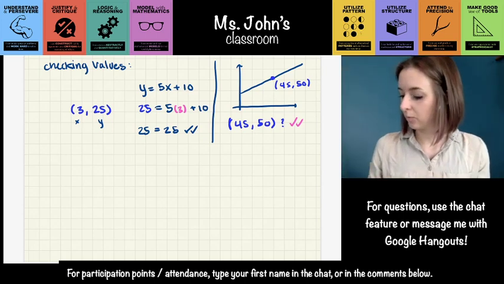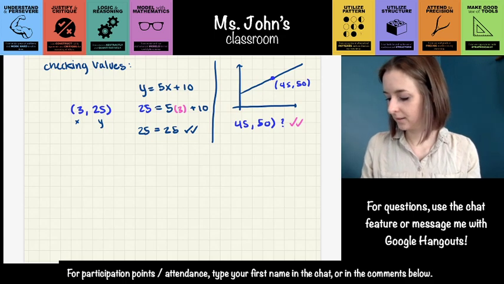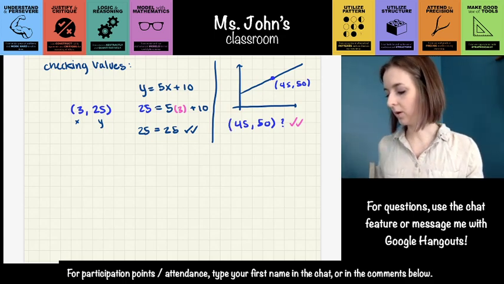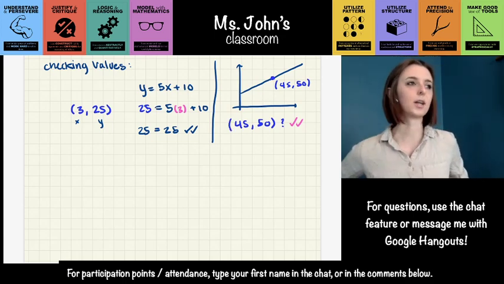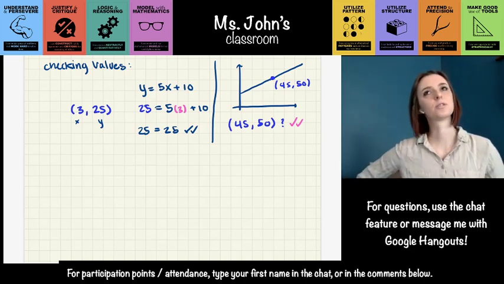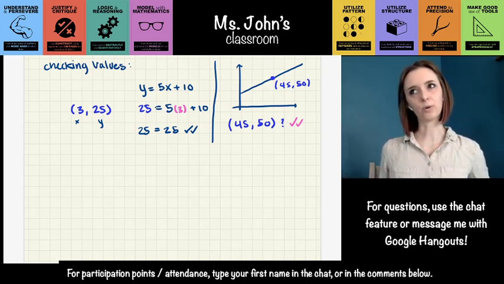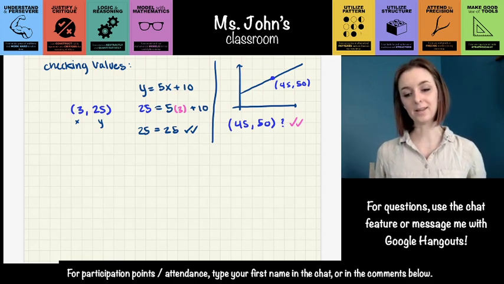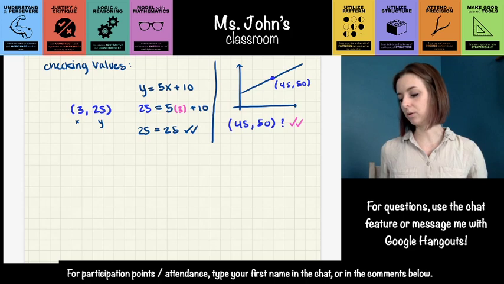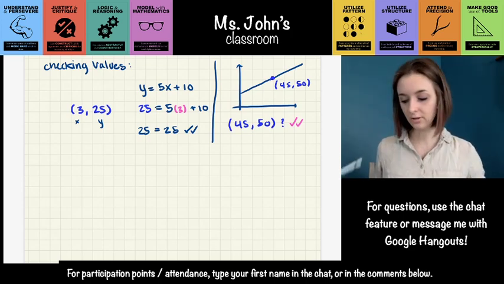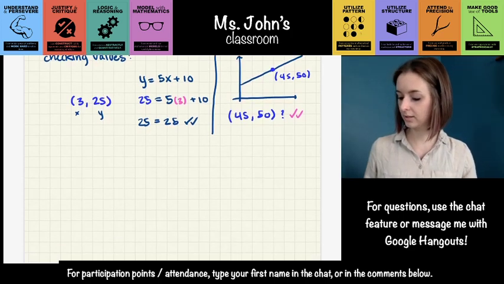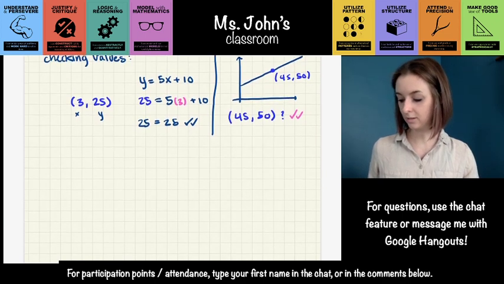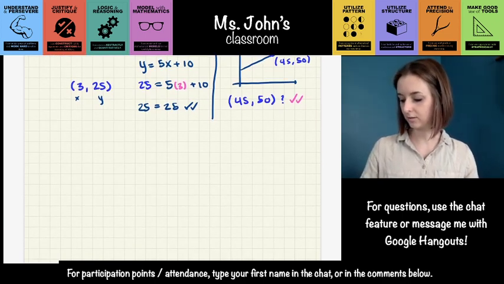Sometimes you have to check more than one point for equations to be double sure that it's right. Because sometimes two graphs can have one point in common, but they can't have two points in common without being exactly the same graph. So if you need to, check two points, but that should be the most you ever need to check.